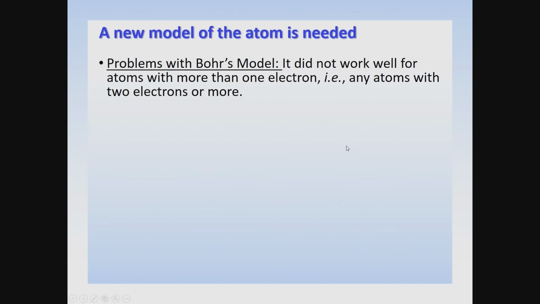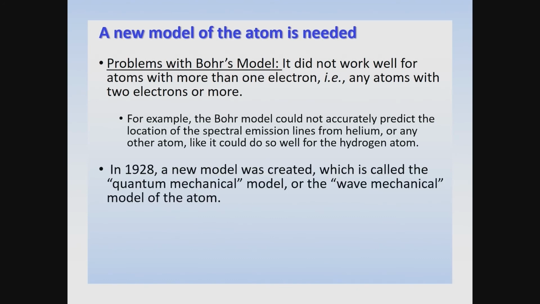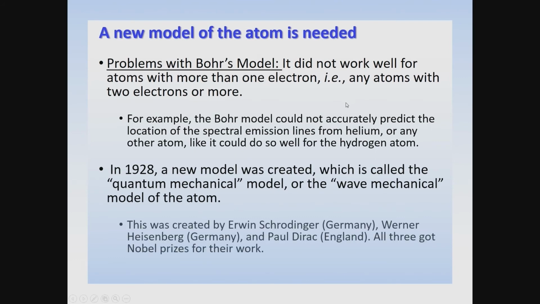For example, you can't even use the Bohr model to predict the emission wavelengths for other atoms like lithium or sodium or anything like that. So the Bohr model is pretty limited in its use. So in 1928, in realization of laws of quantum mechanics that were being developed, a new model of the atom was created, the quantum mechanical model. It's also called the wave mechanical model of the atom.